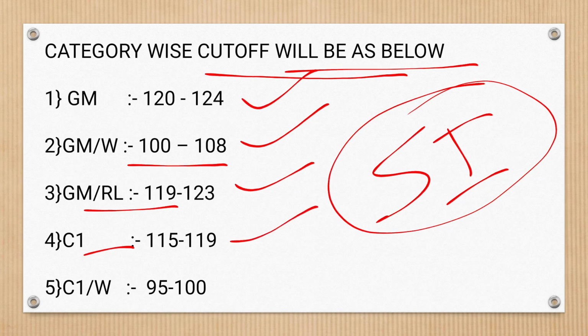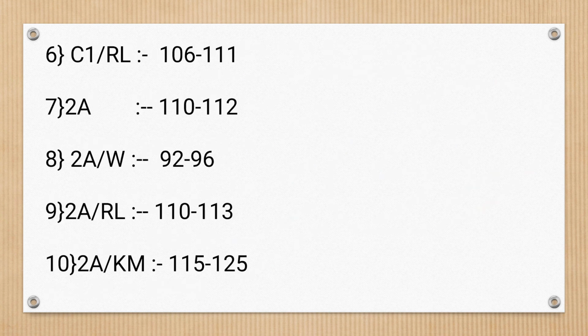Category 1, it will be 115 to 119. Category 1 woman, it will be 95 to 100. Do remember 2A woman and category 1 woman, most probably these are the candidates who will be getting the higher edge in terms of cutoff, because the cutoff will be less because the number of posts are more for these candidates. Next, category 1 rural, it will be somewhere between 106 to 111.